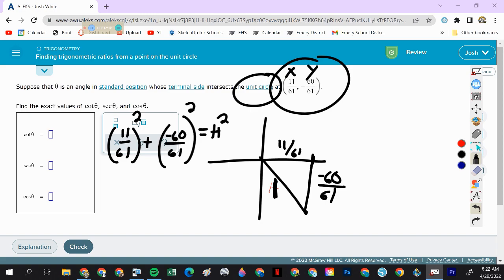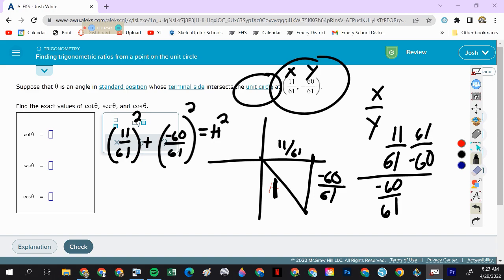So what is the cotangent of that angle? Cotangent is going to be the upside down version of tangent. Tangent is y over x, so cotangent is going to be x over y. So we take 11 over 61 and we divide it by negative 60 over 61. Invert and multiply. The 61s cancel, and I get 11 over negative 60.